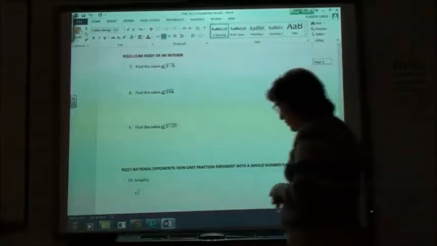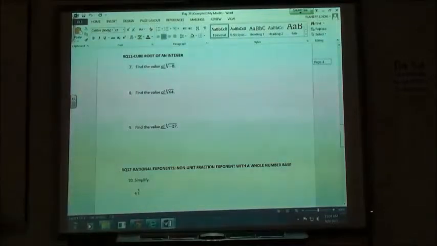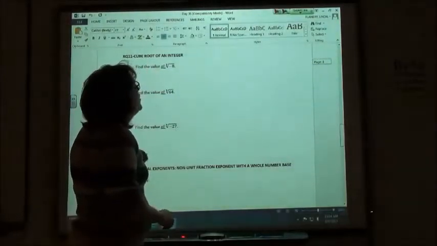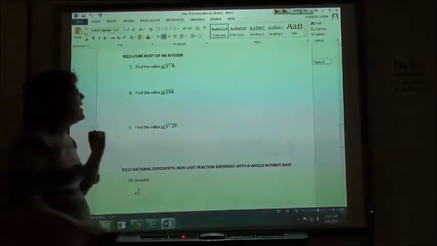Cubed root of an integer. When I'm thinking about a cubed root, I'm thinking, what to the third power gives me the number underneath? So I'm thinking about the cubed root of negative 8. What times what gives me negative 8?